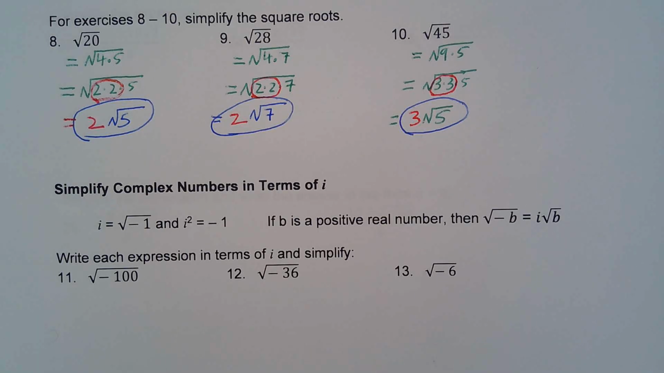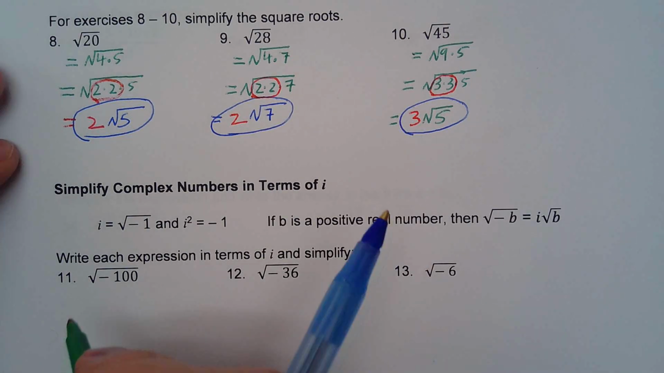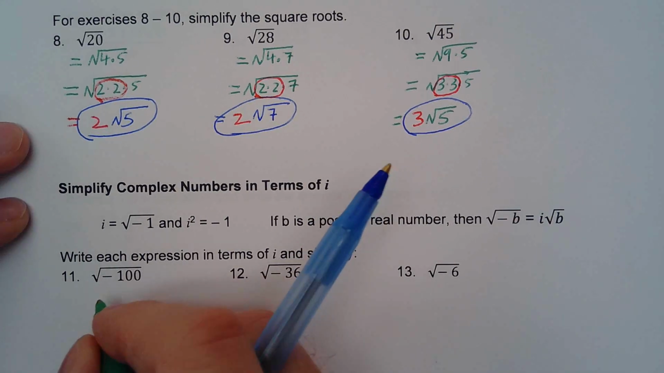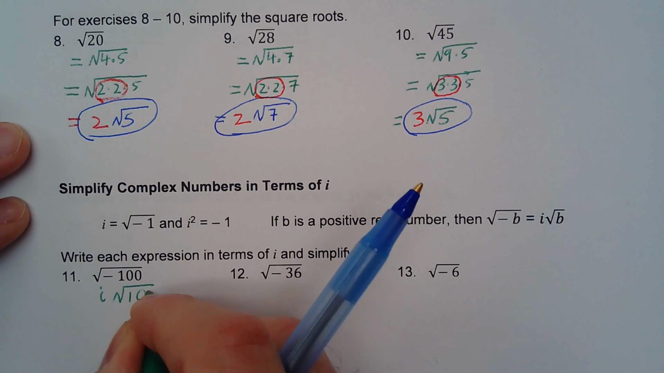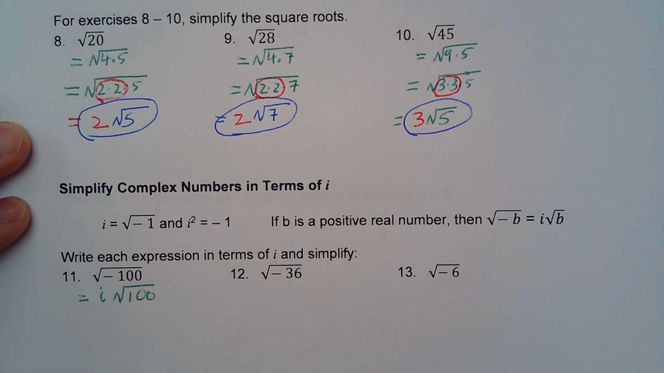So if I look at this first problem, I see the square root of negative 100. So my first step is to rewrite that in terms of i. So put my i, and that gets rid of the negative. And then square root of 100 is just 10. So this would be 10i.